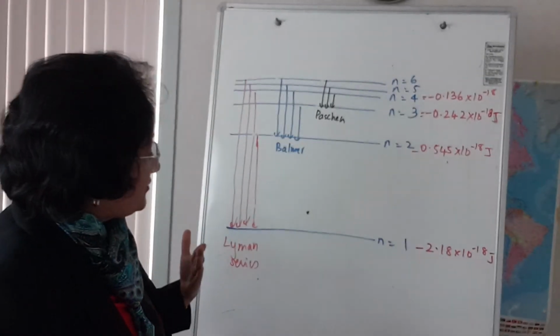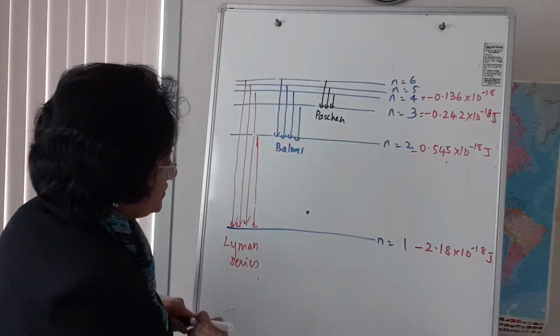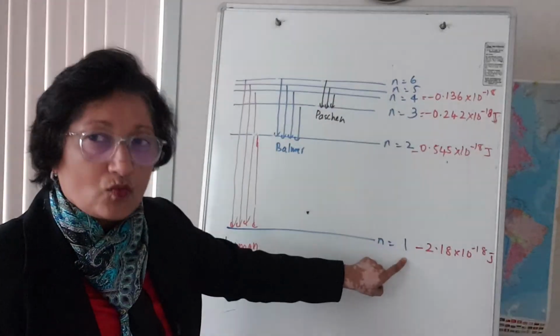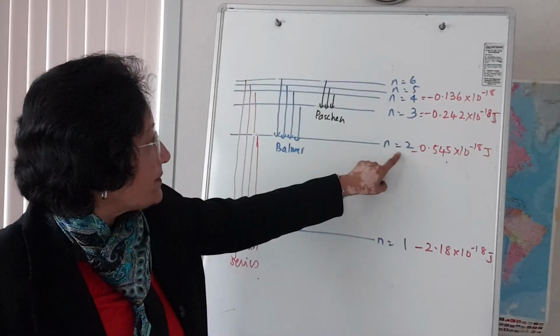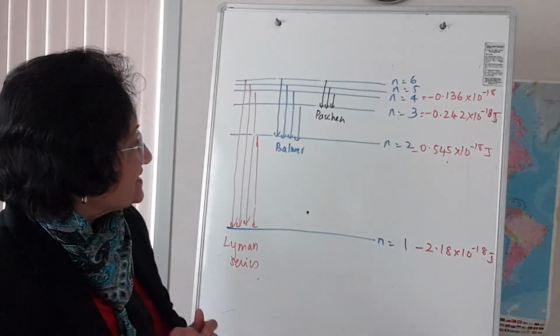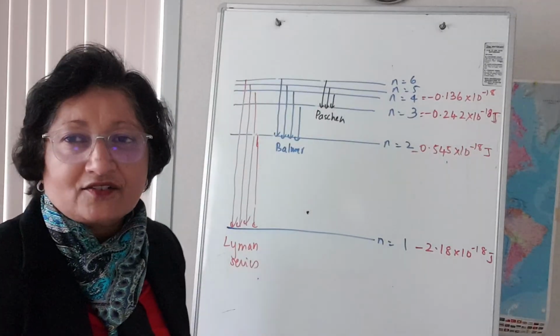And that is why in that formula, all drops to level 1, that is why your s is 1 for Lyman, 2 for Balmer, 3 for Paschen, and so on. So I hope that makes sense. And this is to do with your spectral lines.